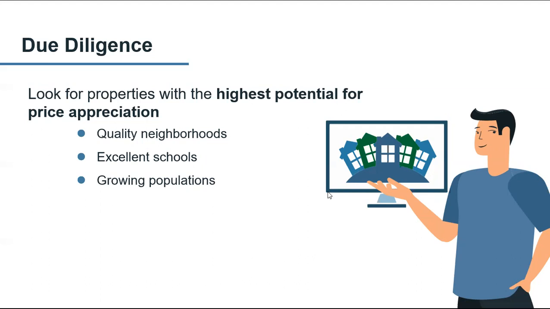Again, excellent schools is important. Growing populations. So, that's something to consider. DFW is one of the fastest growing metroplexes right now. So people are moving here. And so what the future demand for rental properties will be for wherever you're buying will be very important, and populations is something to consider.